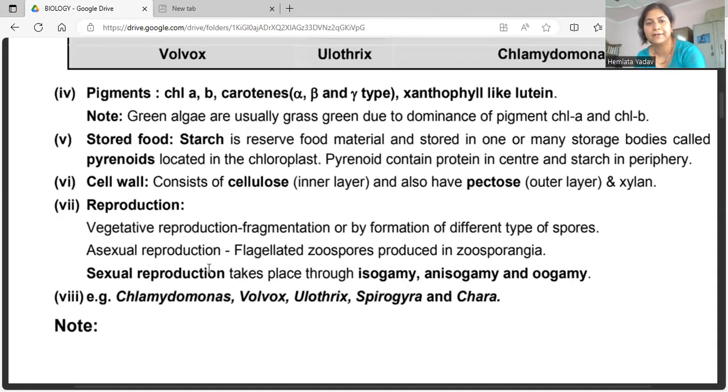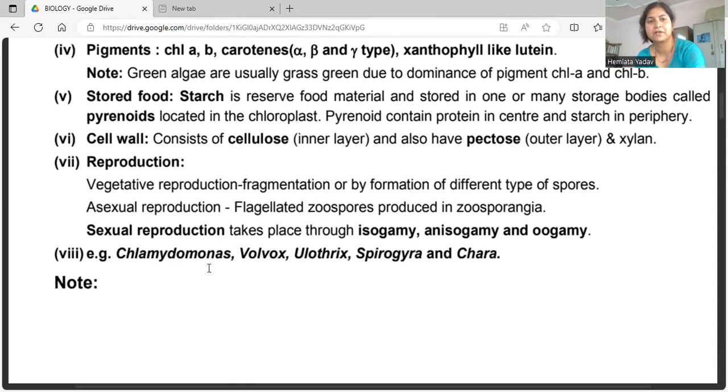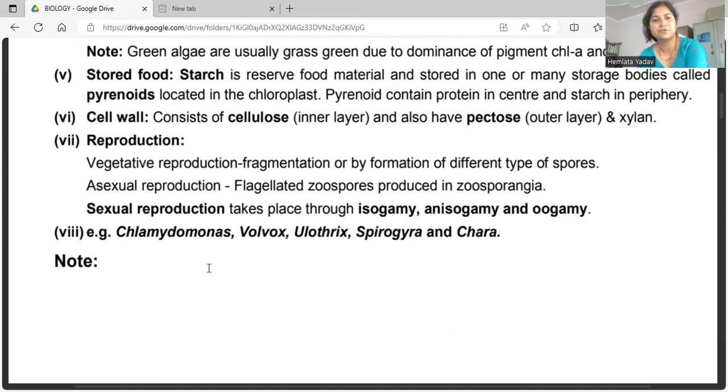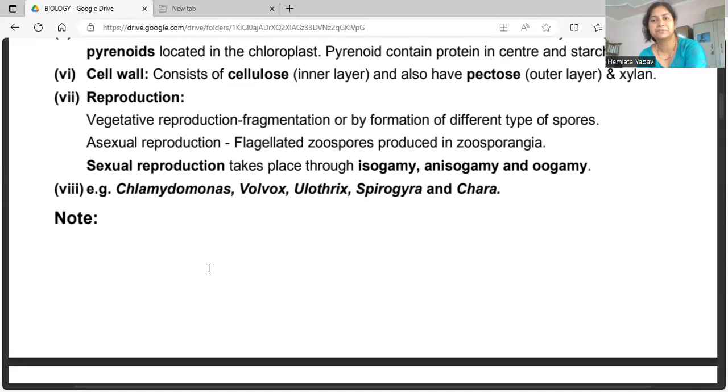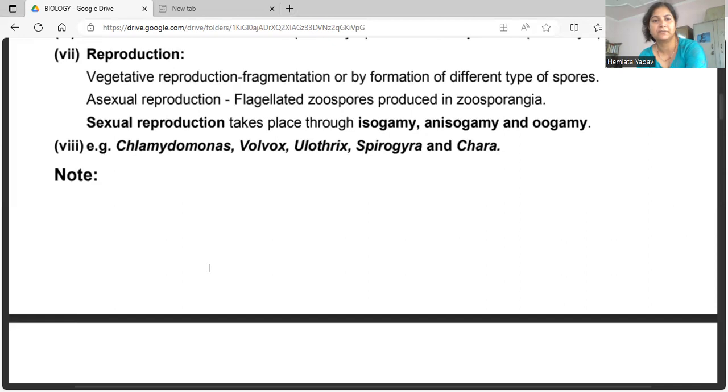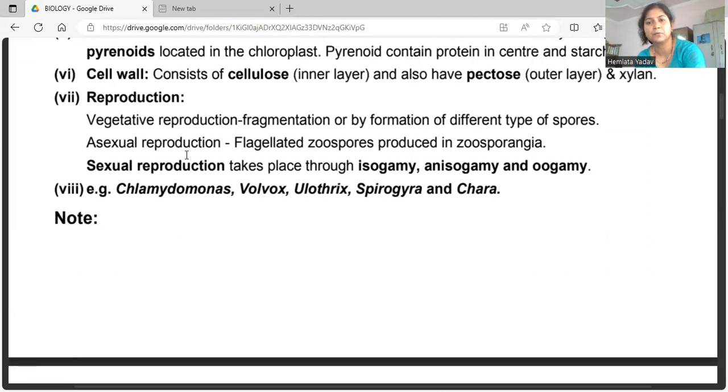So cell wall and the stored food will be starch. क्योंकि green color की है तो stored food starch ही होगा. Cell wall cellulose की बनी होगी, पेक्टोज भी हो सकता है, outer layer में xylem भी हो सकता है. Reproduction vegetative होगा, fragmentation by the formation of the different types of spores.